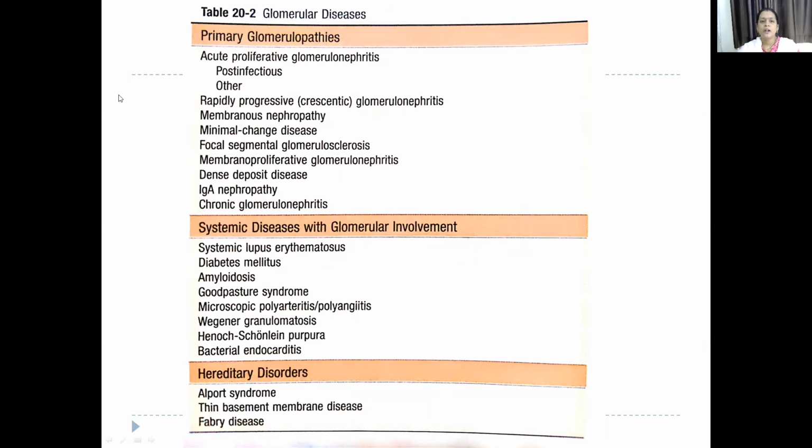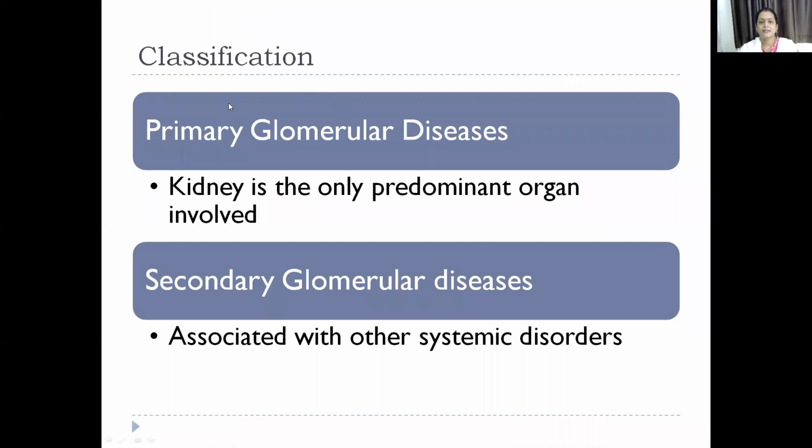So usually the glomerular diseases are either the primary glomerulopathies or the systemic diseases with the glomerular involvement, or hereditary disorders related to abnormal glomerular formation that will lead to diseases like Fabry's, thin basement membrane, and Alport. So the basic classification is primary and secondary or hereditary, in fact. In the primary glomerular disease, the kidney is the only predominant organ involved, okay, and in secondary glomerular diseases, it is associated with other systemic disorders like diabetes, amyloidosis, systemic lupus erythematosus, all of those.